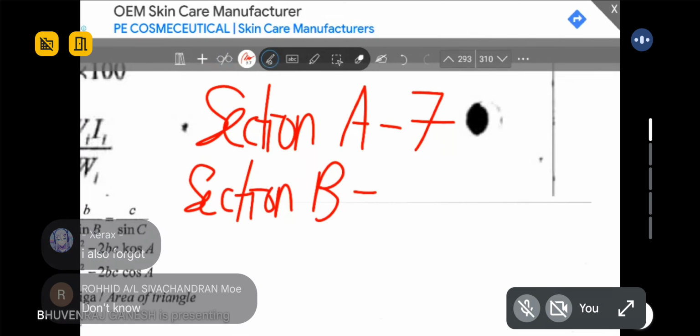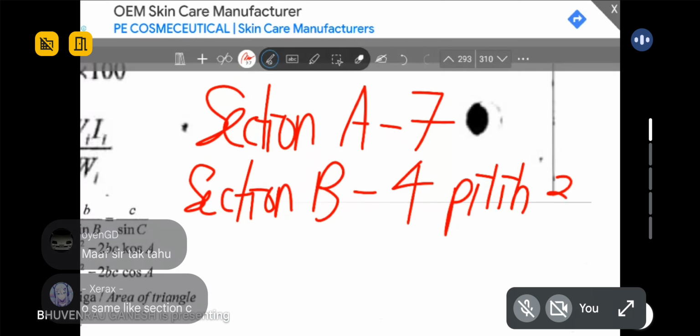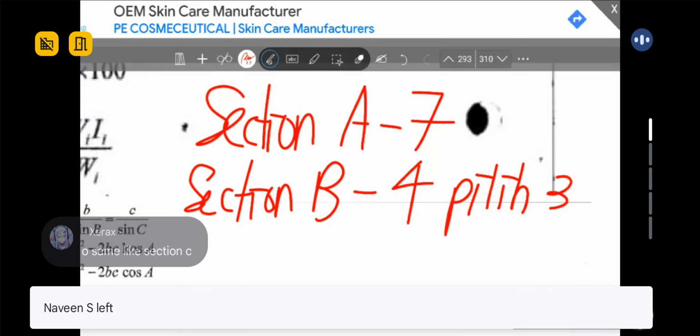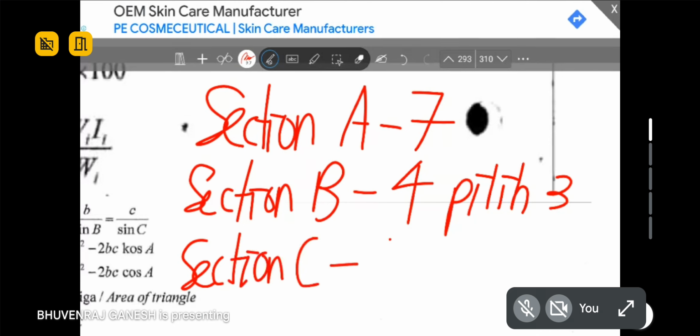The answer is 4, guys. Ada 4 soalan Section B, and you need to choose 3 questions only. Hanya perlu pilih 3. Okay, tak apa, I expose to you guys the format of AdMaths paper 2. Section C, you also have 4 questions, and you choose 2.